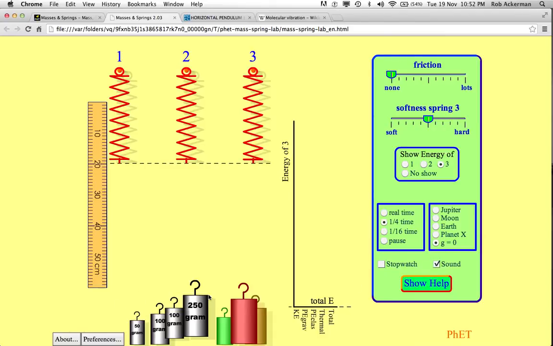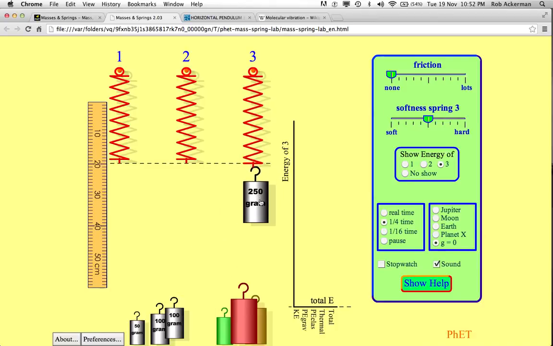I like to play with spring number 3 because spring number 3 gives me some controls that I don't have with spring number 1 and 2. For example, let's add a really heavy mass. Let's give it a little pull here, and let's let it oscillate. Now here's what I can do with this simulation. If I want to watch things move in real time, I click real time here. That's a little fast sometimes, so I'm going to slow it down to 1/4 of the speed.